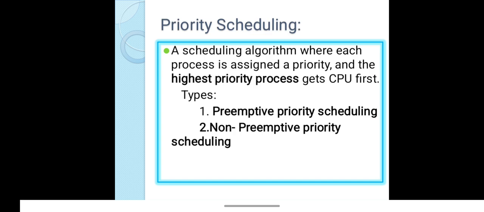And next part, priority scheduling. A priority number is associated with each process, and the CPU is allocated to the process with the highest priority. That is, the smallest integer equals the highest priority. It has preemptive and non-preemptive. SJF is a priority scheduling where the priority is the inverse of the predicted next CPU burst time.